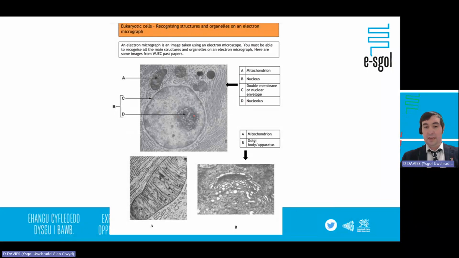Again, this is a Golgi body. It looks kind of half circly with your membranes going. So you need to be able to identify what the different organelles are.